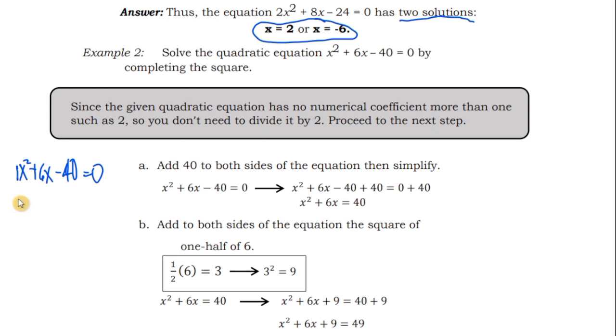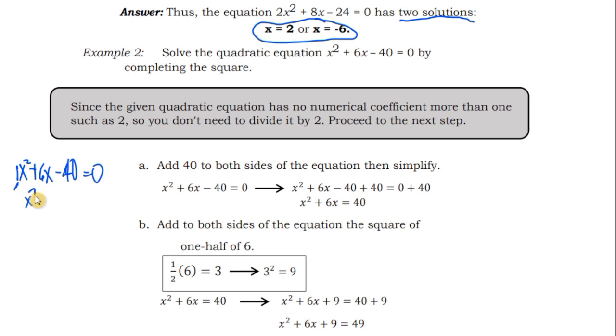anymore. As we go through this kind of example, we are only applying how to make it a complete square. If the numerical coefficient of our quadratic term is more than 1, take note that we're going to divide both sides of the equation. But here we don't have anything more to do.